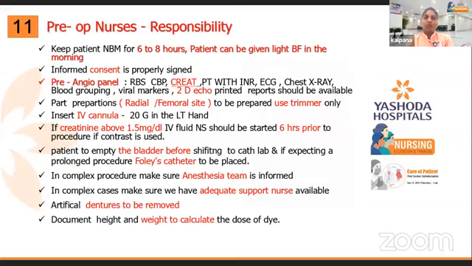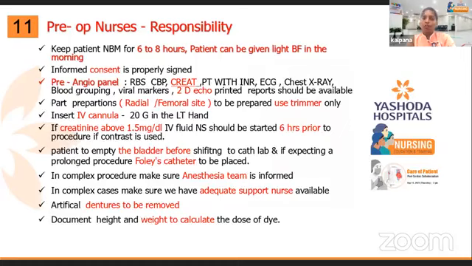Let's see the responsibilities of pre-op nurses. Keep the patient NBM for 6 to 8 hours. The patient can be given a light breakfast in the morning. Informed consent should be properly signed. Pre-angio panel, RBS, CBP, and creatinine are a must. PT/INR, ECG, chest X-ray, blood grouping, viral markers, and 2D echo printed reports should be available. Part preparation, radial and femoral, to be done; use trimmer only. Insert an IV cannula, 20 gauge, in the left hand.